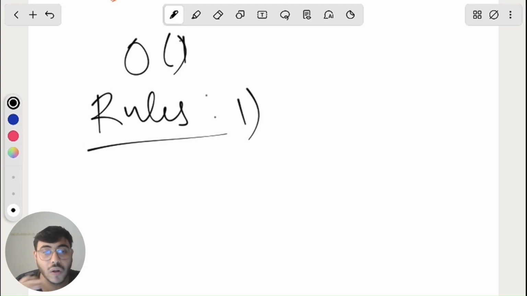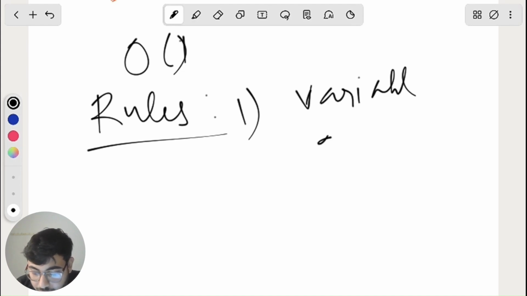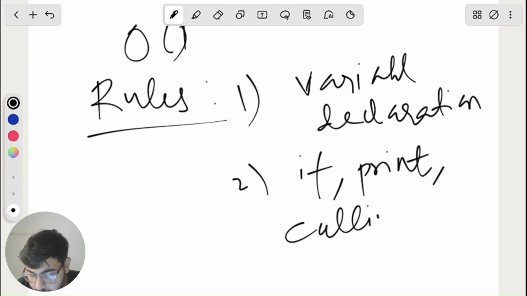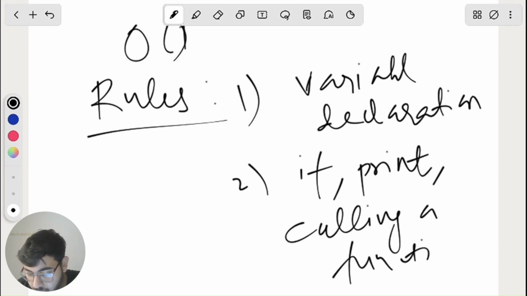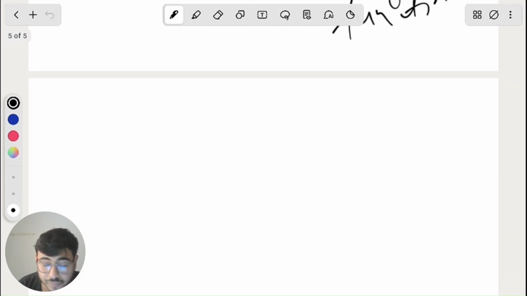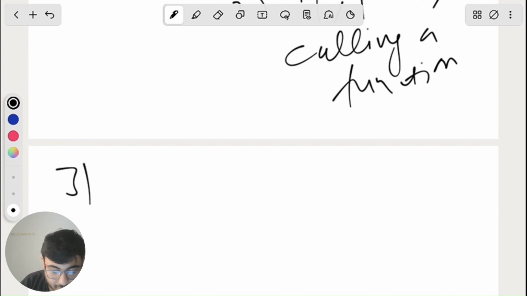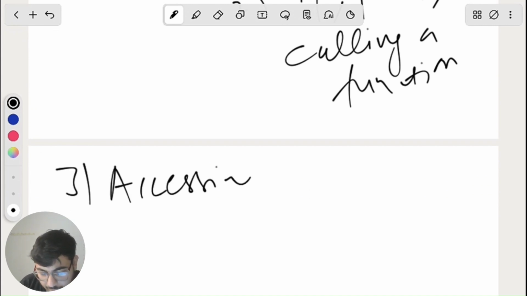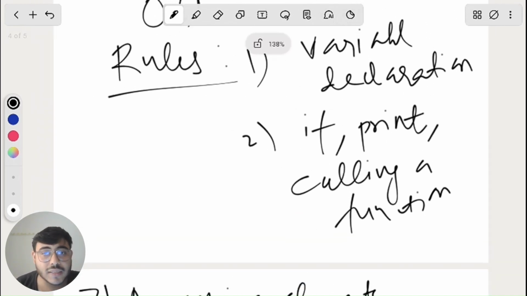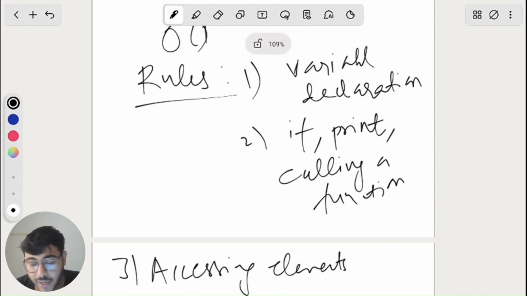The first thing is all the initialization statements like variable declaration, and if statements, print statements, calling of a function, accessing some element in an array, and a lot of other things. Basically a lot of things have their time complexity said to be order one.